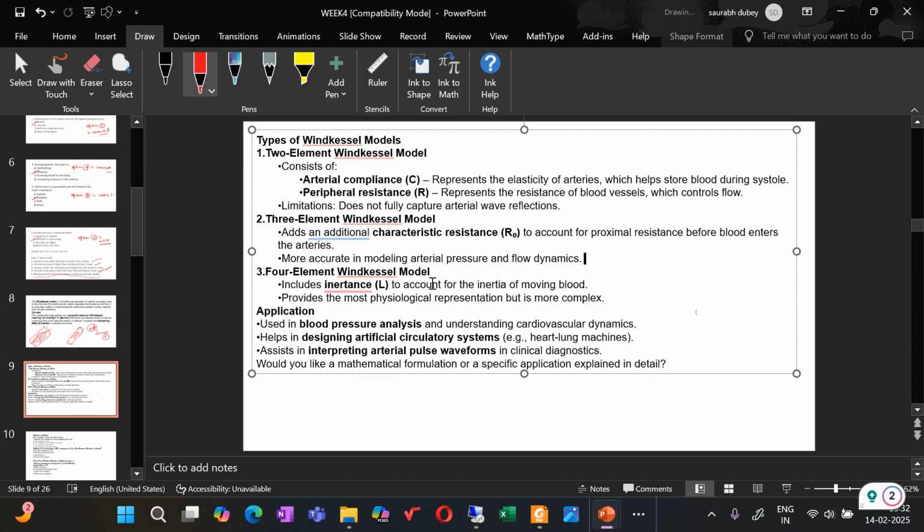And the four element Windkessel model is what? It includes this inertance, represented by L, to account for the inertia of the moving blood, right? It provides a more physiological representation but is more complex. So the application of the Windkessel model is that it is used in blood pressure analysis and understanding cardiovascular dynamics. It helps in designing arterial circulatory system, heart lung machines, and also assists in interpreting arterial pulse waveforms in clinical diagnostics.